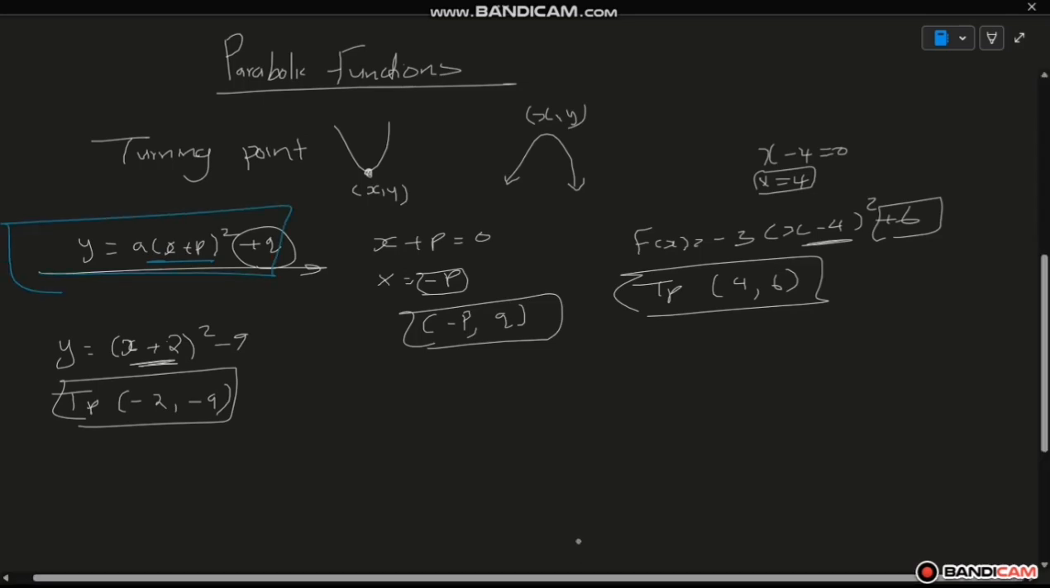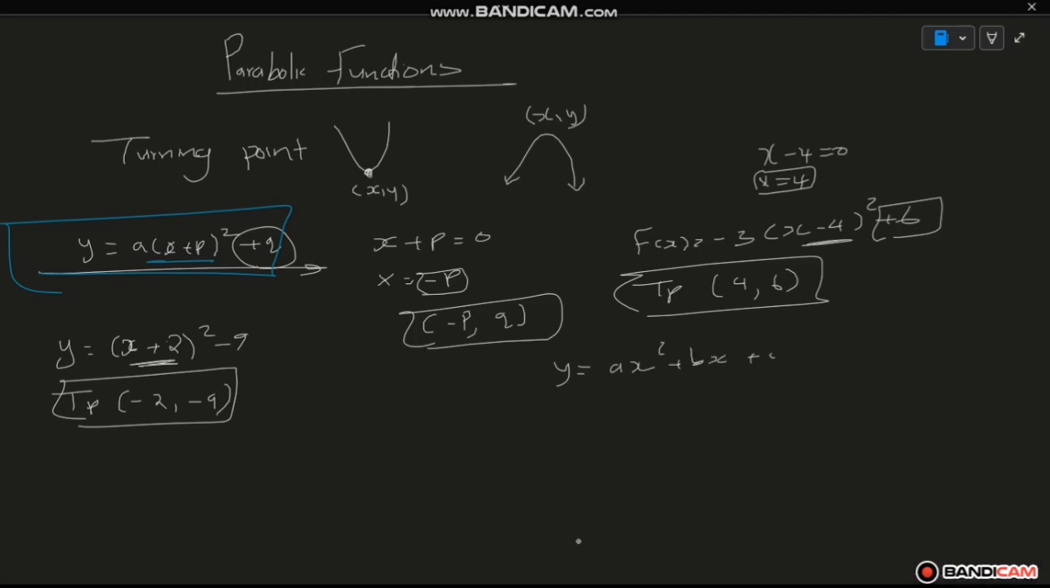So if you are given in this form, it's very simple for you to see the turning point by taking what is inside the bracket and solving for x. That x becomes the x value of the turning point. Then if you are given something like this, you use this formula. This is the formula of the axis of symmetry. And the value of x there is also the x value of the turning point of a graph.